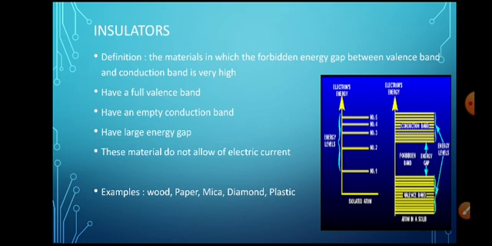The examples for the insulators are wood, diamond, paper, mica, plastic. All these come under the examples for the insulators. So there is a large energy gap between the conduction band and valency band. In insulators, the valency band is fully filled and the conduction band is totally empty. So we require a very high amount of field or energy to move electrons from valency band to conduction band.